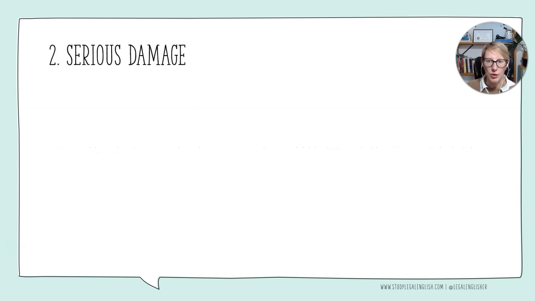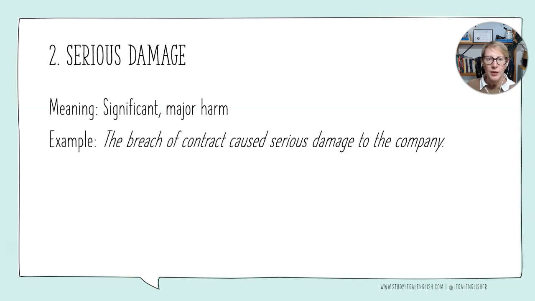Let's go on to number 2. Serious damage. It's easy. You probably know what it means. It means significant or major harm. An example sentence is, the breach of contract caused serious damage to the company. You might think, yeah, of course, that's easy. I understand that. But are you using it? Because some people say, my client had important damage. It's not correct, or at least it doesn't sound very fluent. So you should be using serious damage.